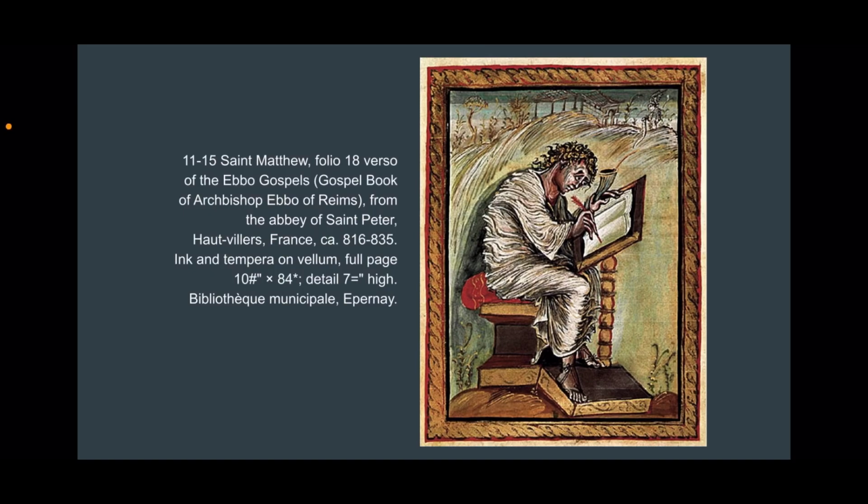Similar to the Coronation Gospels, the Ebbo Gospels also include a painting of St. Matthew. The Ebbo Gospels were made for the Archbishop of Reims, Ebbo. At the time, Reims was one of the major sites for manuscript production. The Ebbo Gospels were written in gold ink on purple dyed vellum. The St. Matthew shown in the Coronation Gospels seems more calm and stable, while the St. Matthew in the Ebbo Gospels seems frantic and distressed.